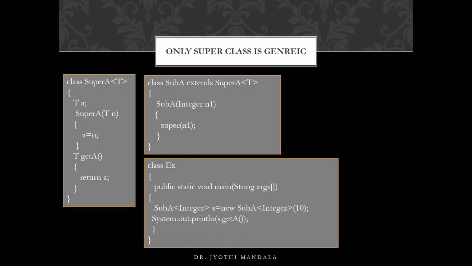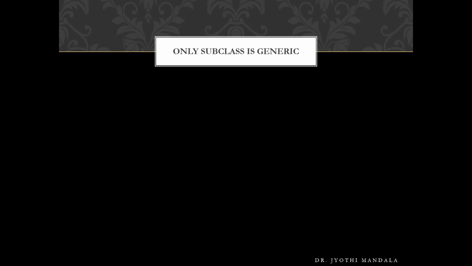Now whenever you are calling s dot get a, we can use s dot get a. Even if s is a subclass object, we can call the superclass method also using that, because this is extending this property. So whenever you write s dot get a, it will return a value, and that value will be printed. So in our case our output will be 10. So this is how only the superclass can be your generic class, or else we have the second way where only the subclass is generic.